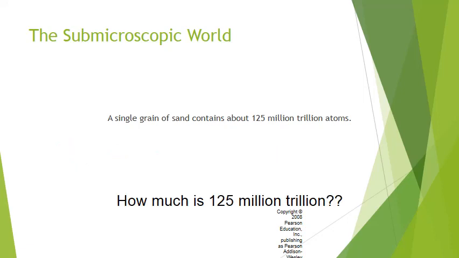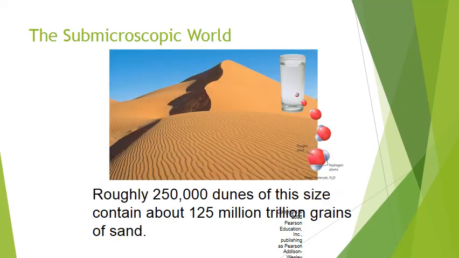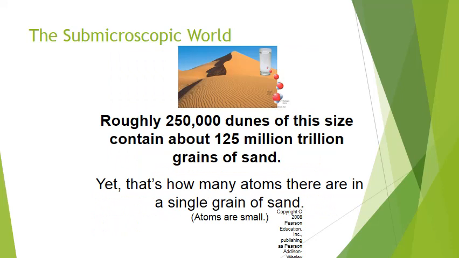Essentially what we're talking about is very, very small objects. In fact, here's a nice sand dune, and your book has a picture of this. If you're able to imagine 250,000 dunes this size, and think about all the grains of sand that make up those sand dunes, that would be equivalent to 125 million trillion grains of sand. So atoms are indeed small.